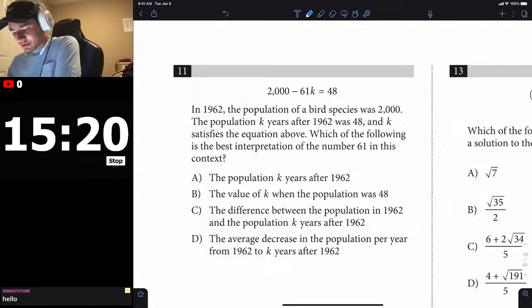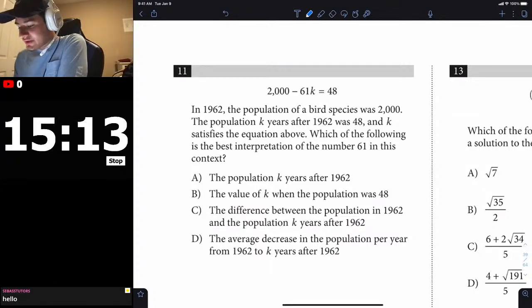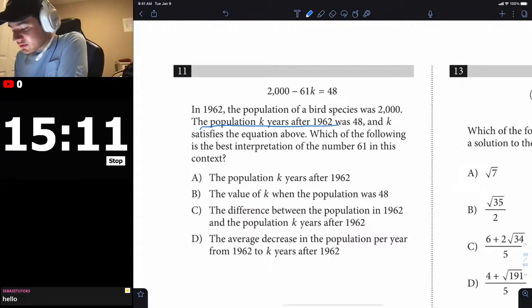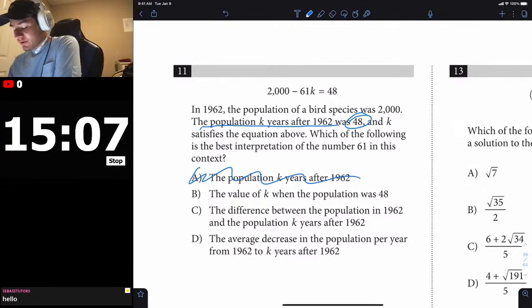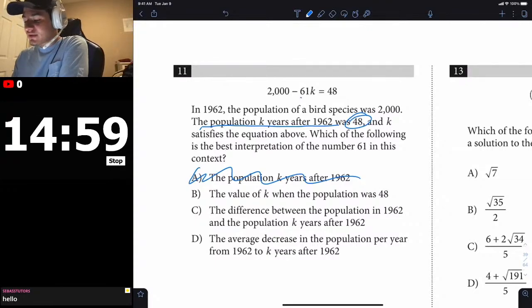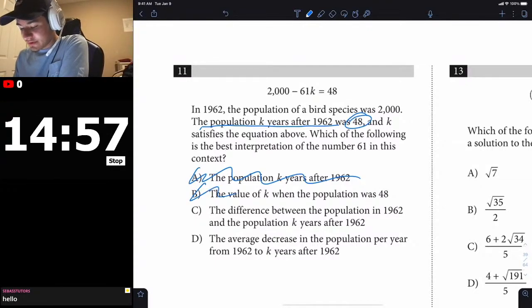Let's take a look. The population K years after 1962. Ooh. No, that's not true. They tell us the population K years after 1962 was 48, not 62. This is out. The value of K when the population was 48. No, not necessarily. 61 and K are separate entities here, so that doesn't make any sense.